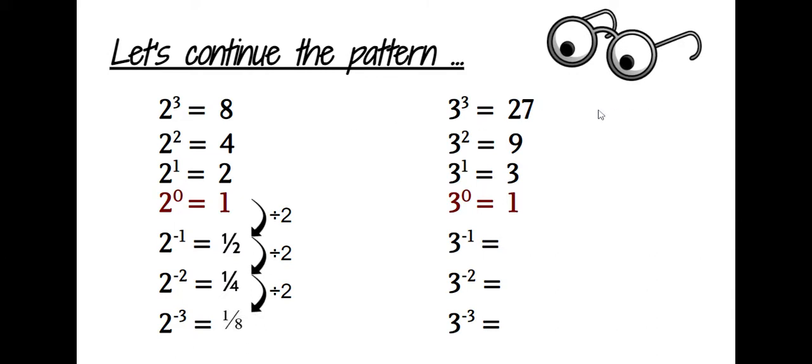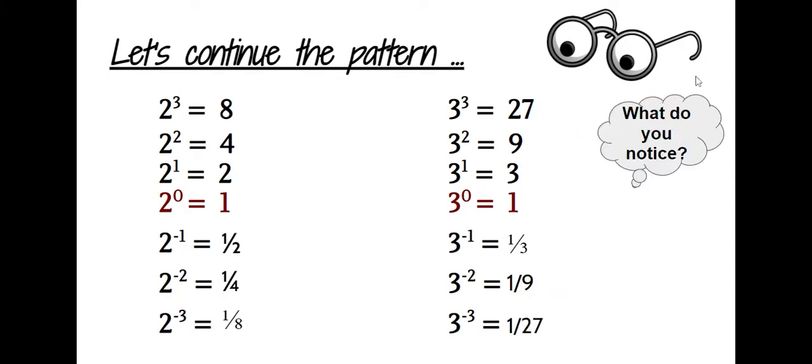Okay, let's take a look at the next row. So we're just going to continue the pattern of dividing by 3 to get down to the next answer. So dividing by 3, we get 1/3. 1 divided by 3 is 1/3. And if I divide that by 3 again, 1/3 divided by 3 is a 9th, and again is 1/27.